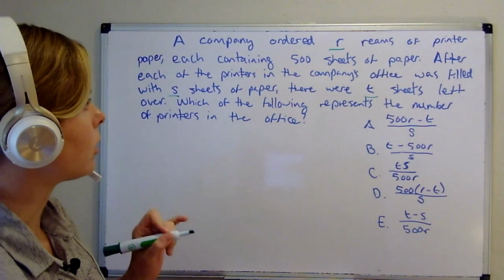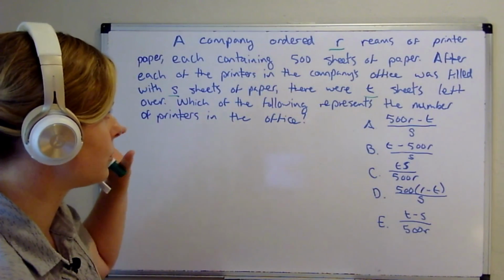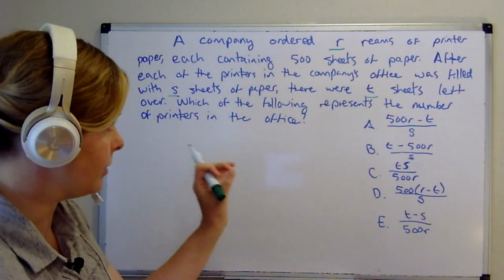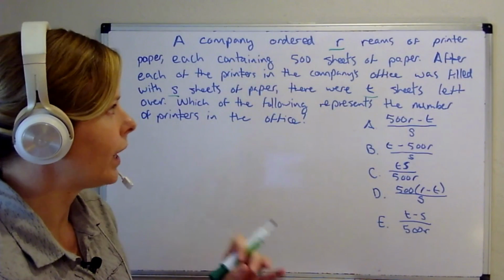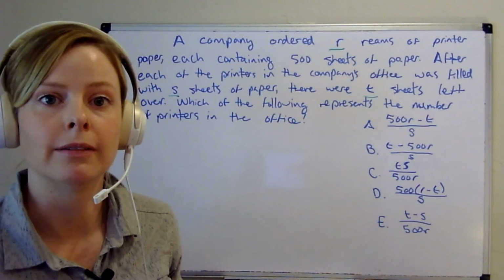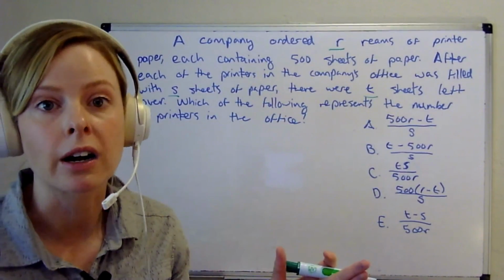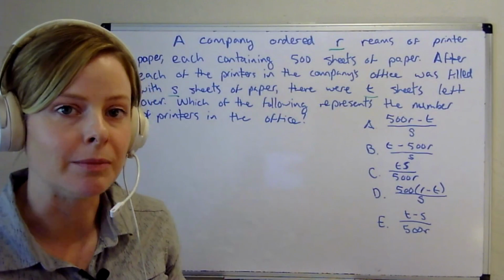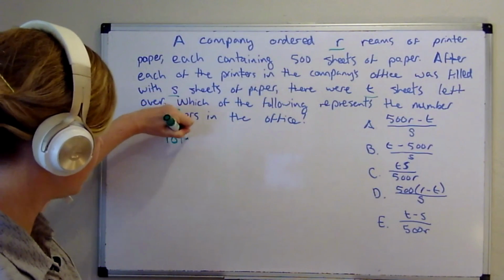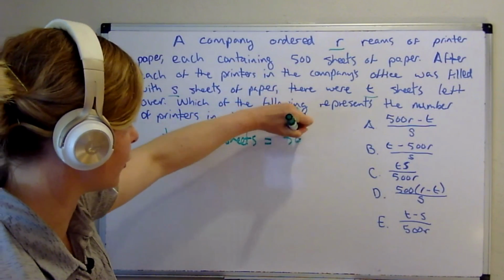We have a company that ordered R reams of printer paper, each containing 500 sheets of paper. Just thinking about this, I've got R reams of paper. Don't know exactly how many that is. Each of those reams has 500 sheets. So if I take that R and multiply it by 500, I'm going to end up with my total sheets of paper. If I had 10 reams, I'd multiply 10 by 500, and that would give me my total stock of paper. Of course, I don't have 10 reams, I have R reams, but the principle is exactly the same. So I'm just going to write that out as my total number of sheets is equal to 500R.